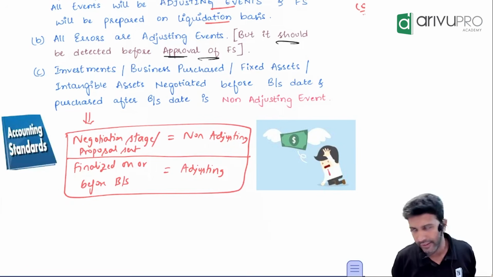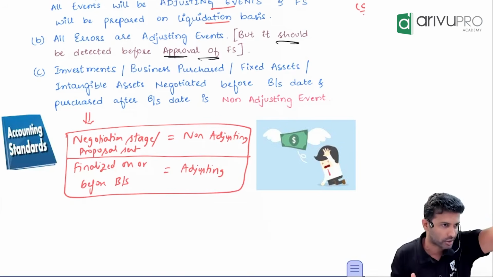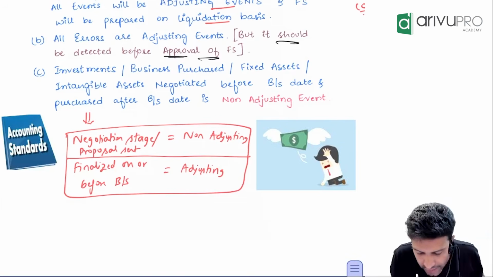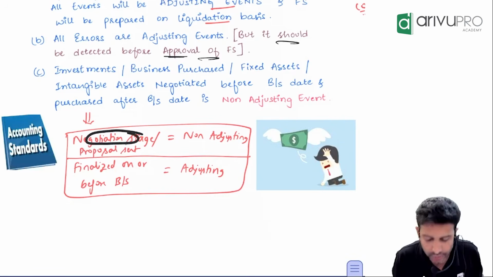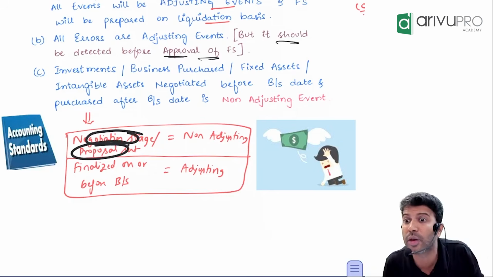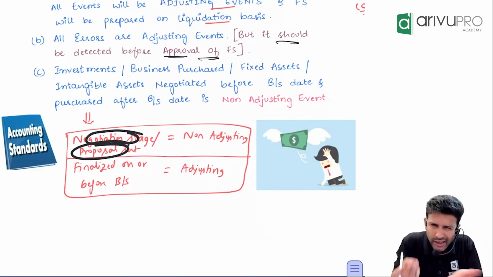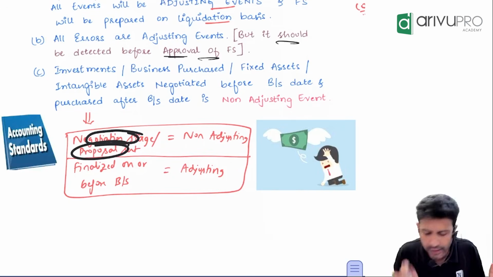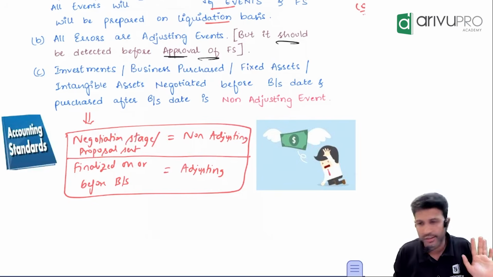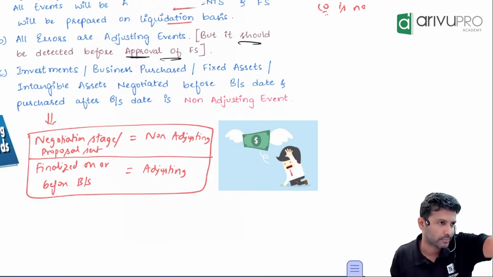One quick way to find out whether it is an adjusting or non-adjusting event: check the words in the question. If the words say we are in the negotiation stage, we have sent the proposal, in the current year we have not finalized, we are only negotiating, or only some quotation we have sent, then it becomes what event? Non-adjusting event.